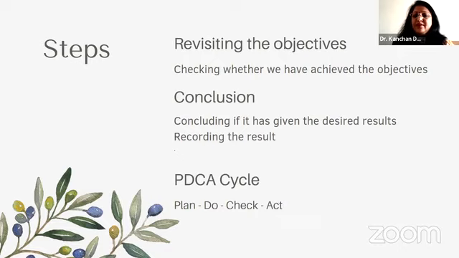So that way, as an action researcher, we should revisit the objective to check whether we are really trying to achieve the same objective, or we are going off track. Are we focusing particularly on the word problems, or are we focusing on some other problems? Then we can come to the conclusion, concluding if it has given the desired result. And recording the result is very important, because unless and until you have the record, you will not understand whether you have achieved the results or not.